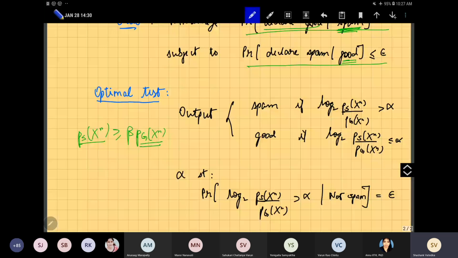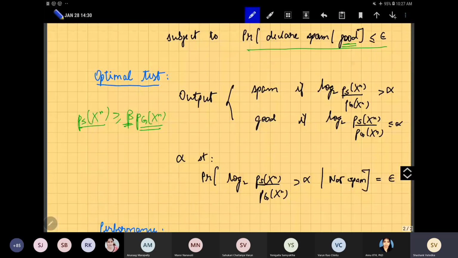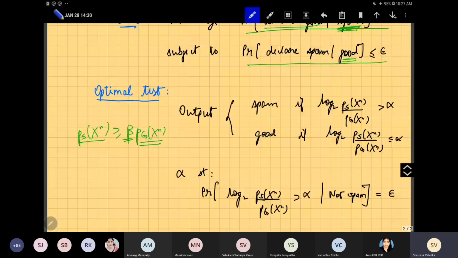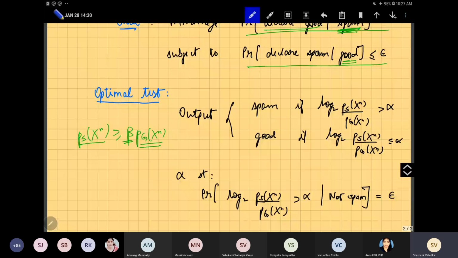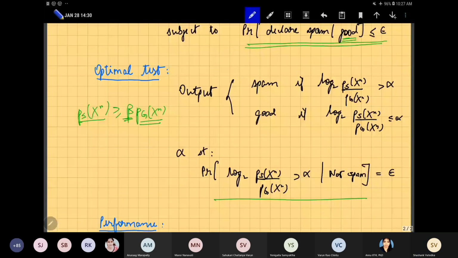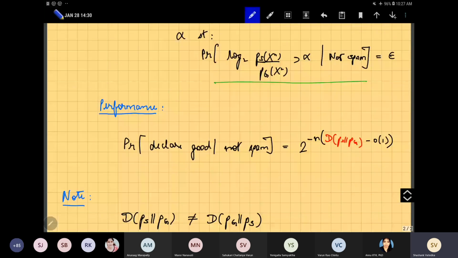And you choose this constant so that the second probability, the probability that you declare spam given that it is actually a good email, is equal to epsilon, right? And if you do this, then the probability of error of the first event, it turns out, for every epsilon, no matter how you choose epsilon, the first probability actually decays exponentially in n, and this exponent turns out to be equal to the KL divergence between PS and PG.